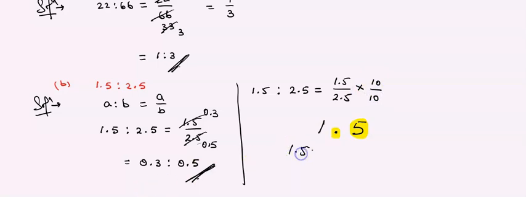Suppose here it was 1.52. Assume, I am giving an example. As you can see here, after the point, how many digits are there? 2 digits. So what do you have to do? If it is 2 digits, then you have to multiply and divide by 100.